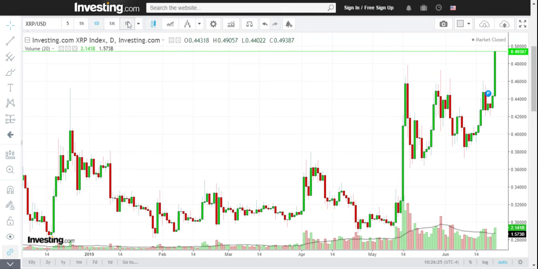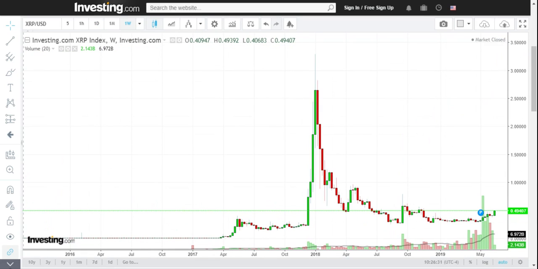But let's move to the weekly chart, which is the most important. It will give us a better idea about the upcoming months, so we can provide some forecasts for the upcoming weeks and months until at least mid 2020, if not the end of 2020. What we can see here is something amazing.